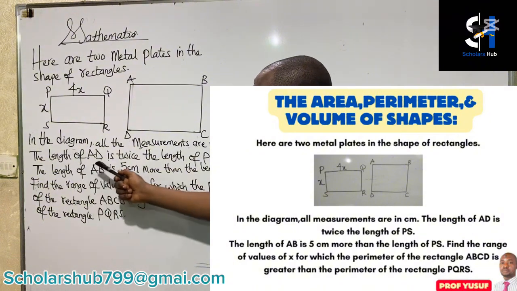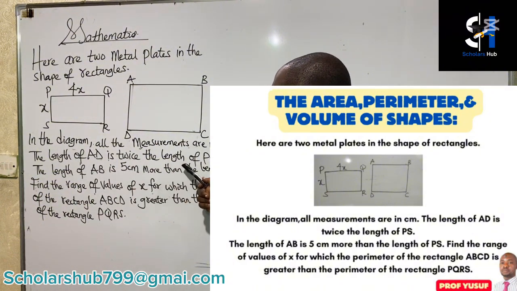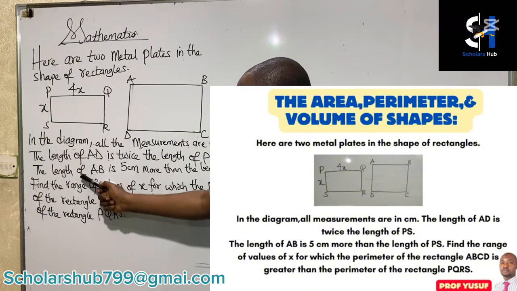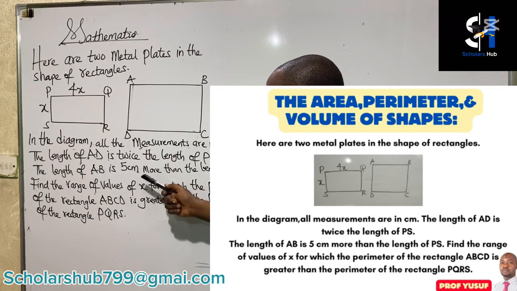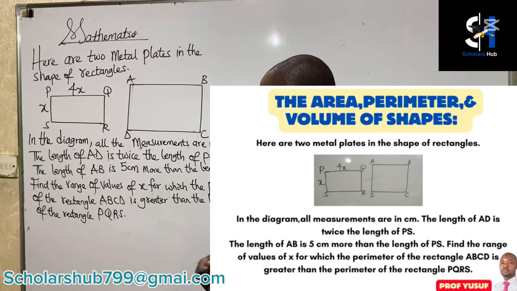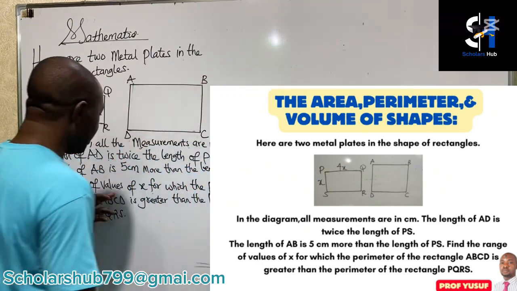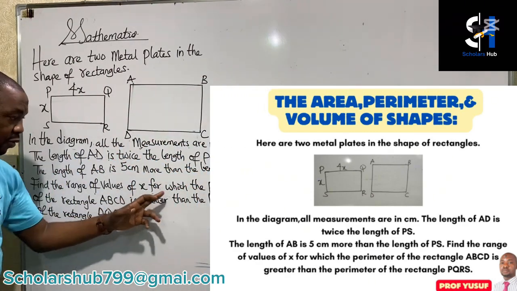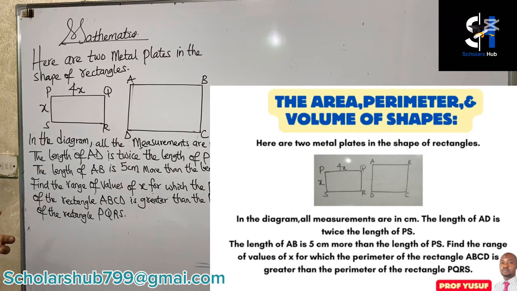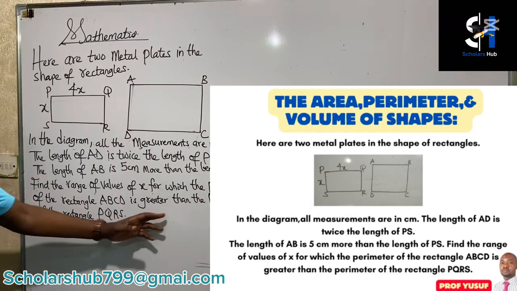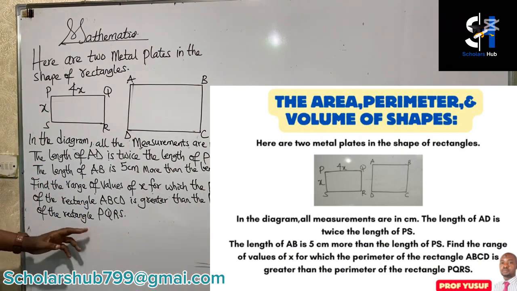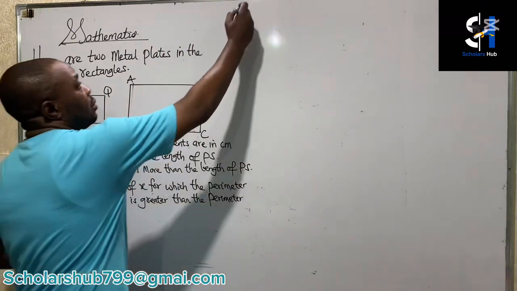The length of AD is twice the length of PS. The length of AB is 5 centimeters more than the length of PS. We want to find the range of values of X for which the perimeter of the rectangle ABCD is greater than the perimeter of the rectangle PQRS. All right, now the solution.